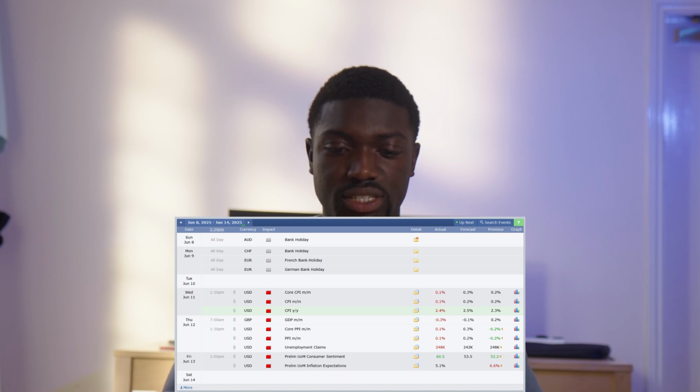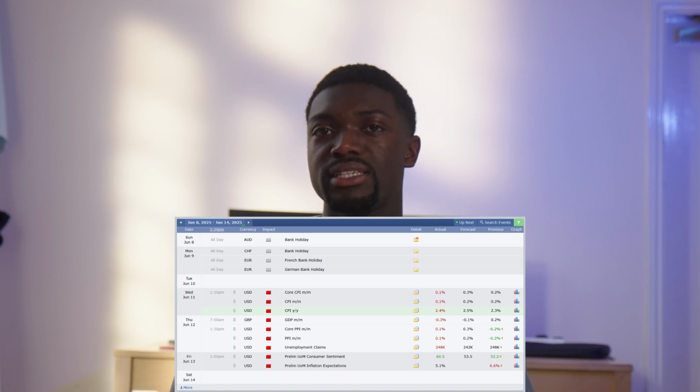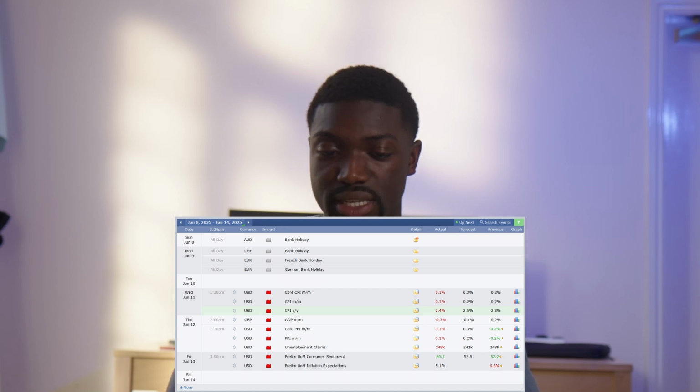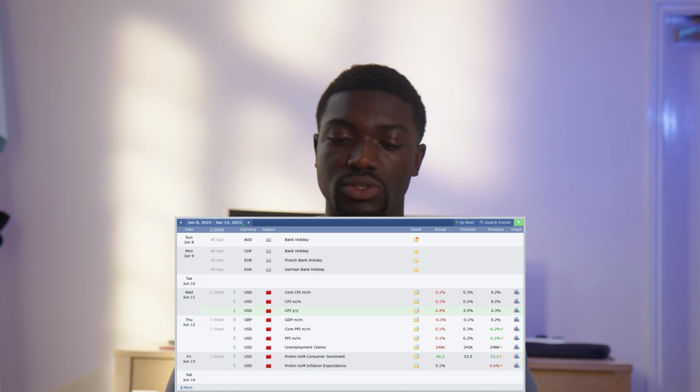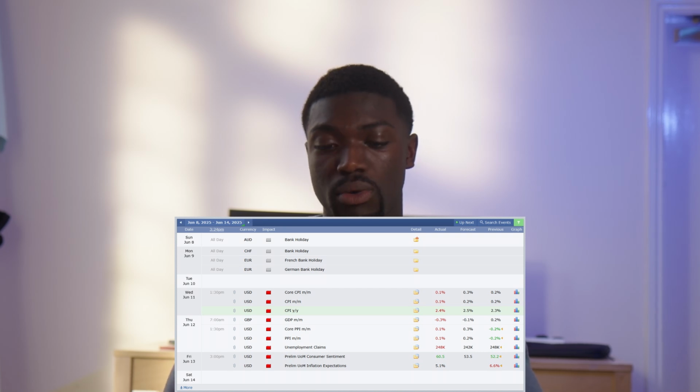So yeah, these are the few things that you need to pay attention to as a trader, and implementing these fundamentals is really, really important so you can get an idea of what's going on in the market as well.